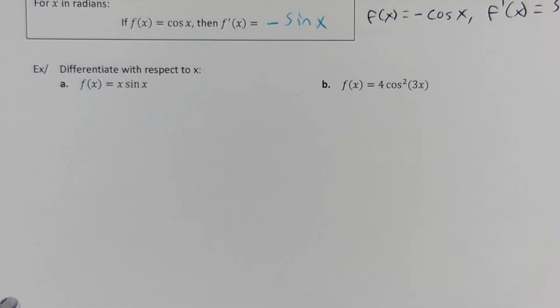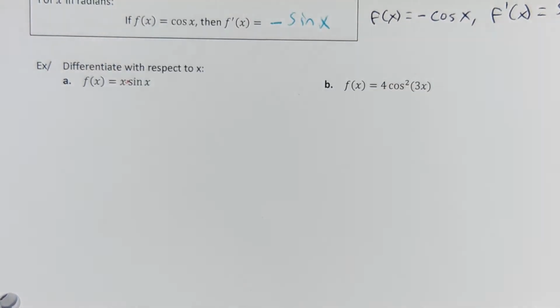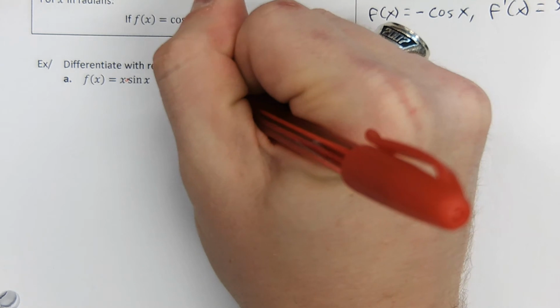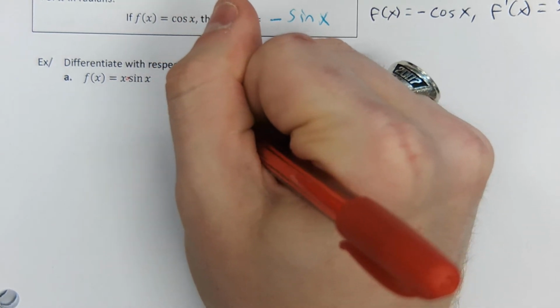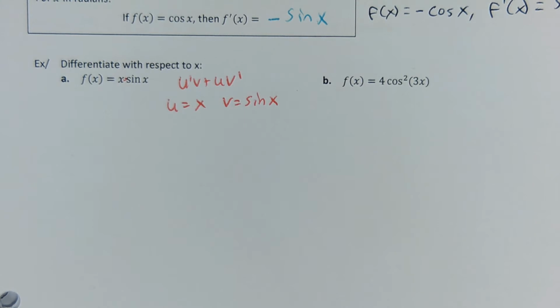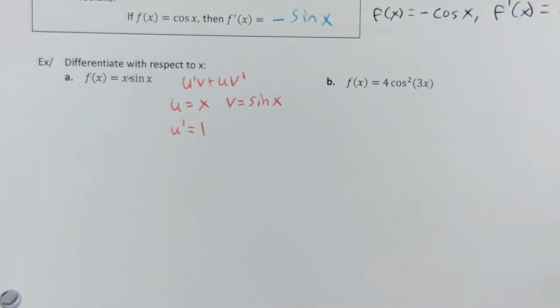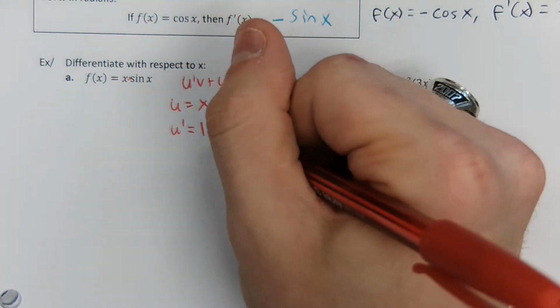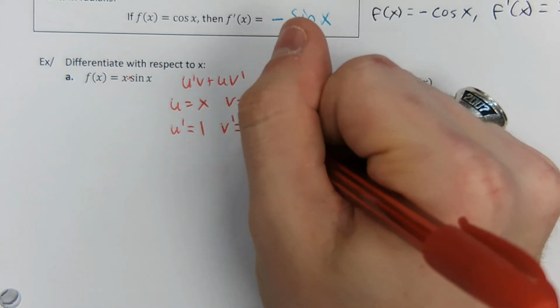We'll start with x times the sine of x. And you notice I said times. That means we're going to have to deal with a product rule. Product rule, u prime v plus u v prime, where u is x and v is sine x. Well, u prime is simple. That's just the derivative of x. That's just 1. And v prime, the derivative of sine of x, is in our box up above, cosine x.